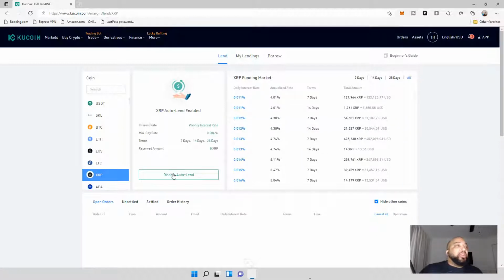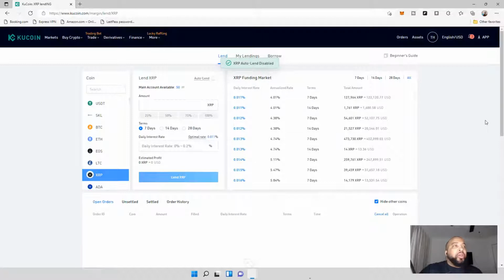What I'm going to do is click disable auto lend and show the best way to ensure that you can have your assets be lent. Lent, is that a word? Yeah, lent. Lend it. It's early, excuse me.